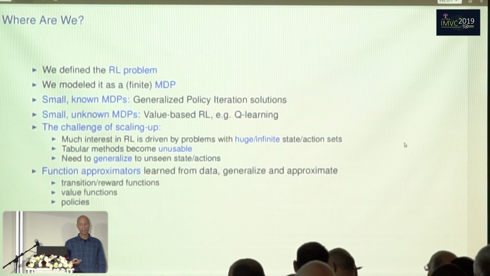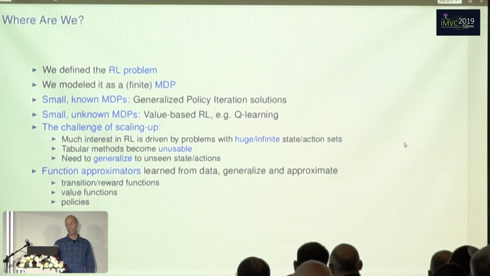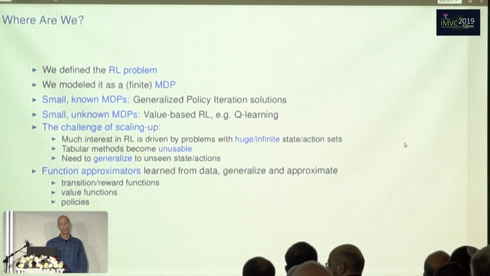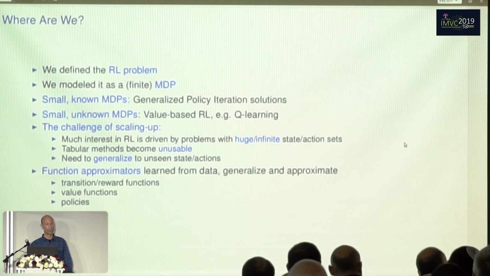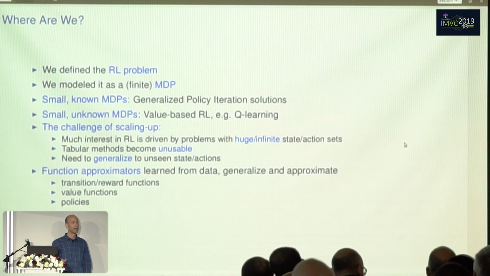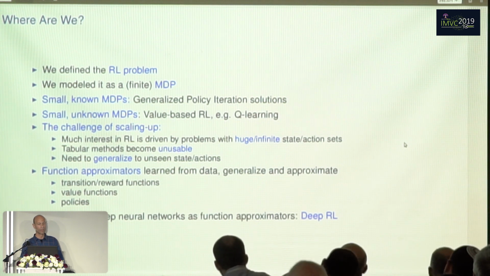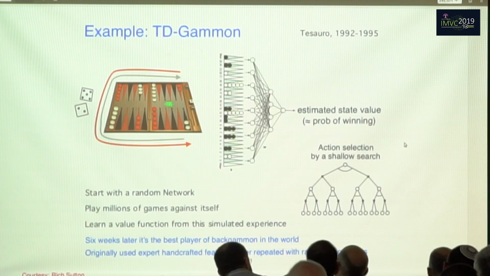And for that, we use function approximators learned from data, which can do the generalization and approximate different components of the solution. They can approximate transition and reward functions. They can approximate value functions, and they can even approximate the policy directly. And when we use deep neural networks as function approximators, this is what we call deep reinforcement learning.